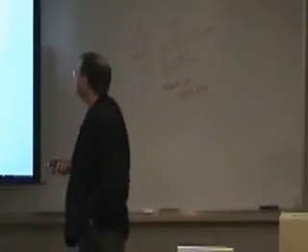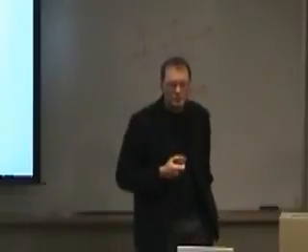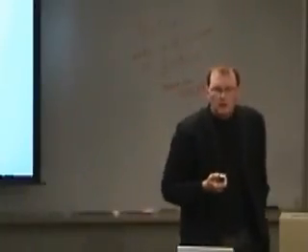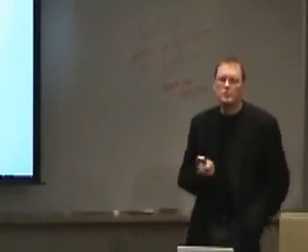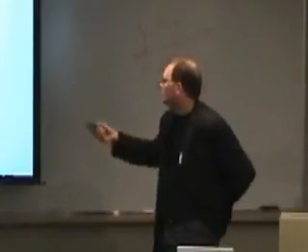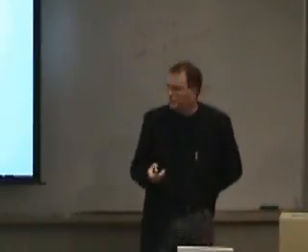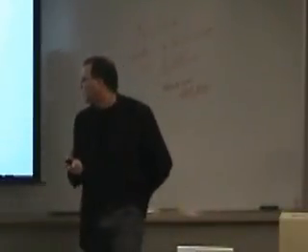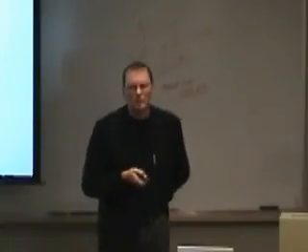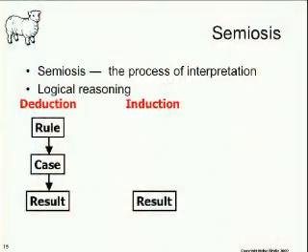So semiosis then is Peirce's term for the process of interpretation of signs. And he says, look, there are three kinds of logical reasoning. The first is deduction, which is the kind of logical reasoning you probably think of when someone says logical reasoning. So the idea here is you have some kind of rule, like there's an urn full of black marbles. You have a case of the rule, you've taken a marble out of the urn, and you deduce a result to say this marble is going to be black.